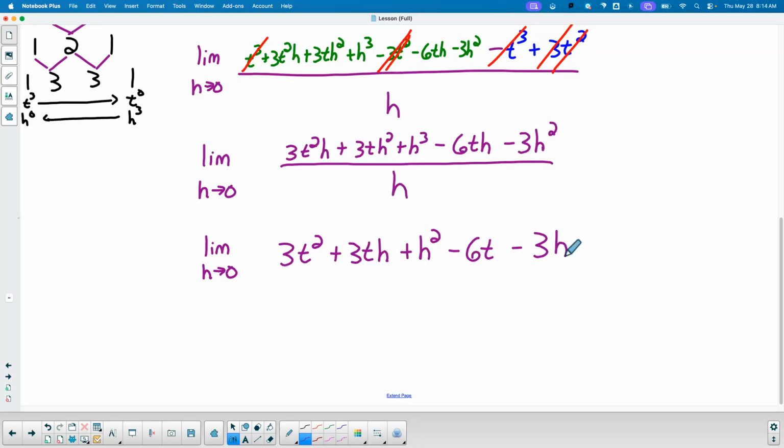Now I can do what? Send h to 0. So anything with an h is going to go away. So that's going to leave me with 3t squared. 3th is going to go away. h squared is going to go away. Minus 6t. And then 3h is going to go away. So anything that still has an h in it goes away. So there is my IROC function. Everybody good on that?